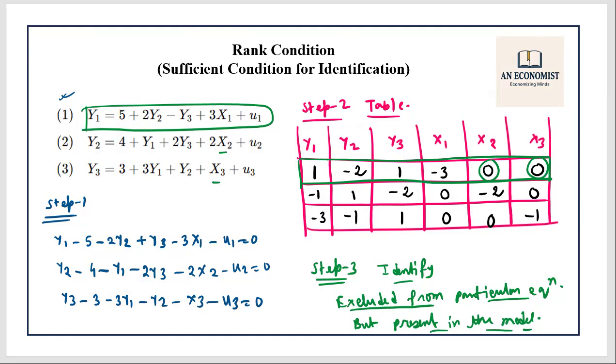In the system, they are present, but in the first equation, they are not present, right? Can you see this? Please observe this well. This is the most crucial step that you have to understand well, right?